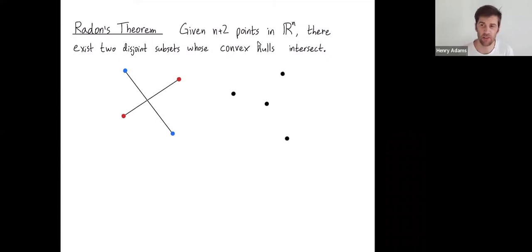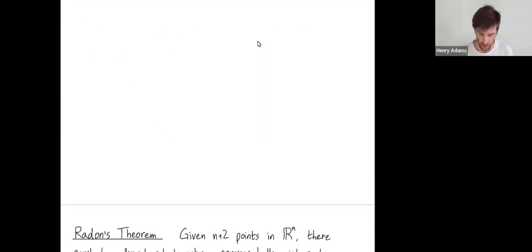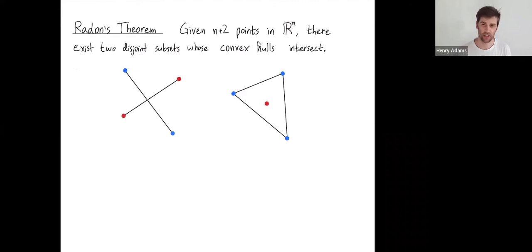Here's another example of 4 points in the plane. Now the way I satisfy Radon's theorem is I have 3 blue points forming a triangle and 1 red point. And the convex hull of the blue points is this closed triangle, including the interior, which intersects the convex hull of the red point, right at the red point. So no matter how you draw 4 points in the plane, you'll be in one of these two cases.